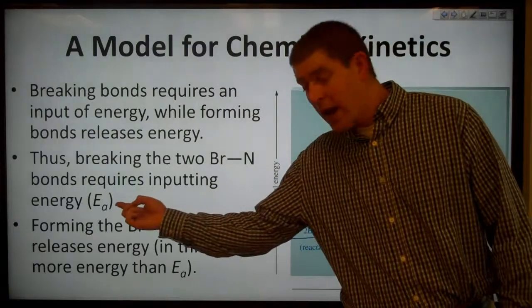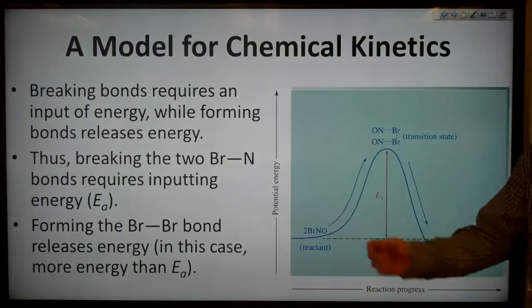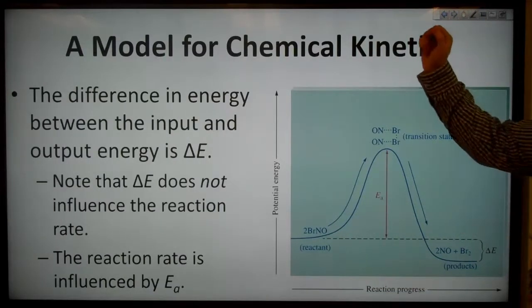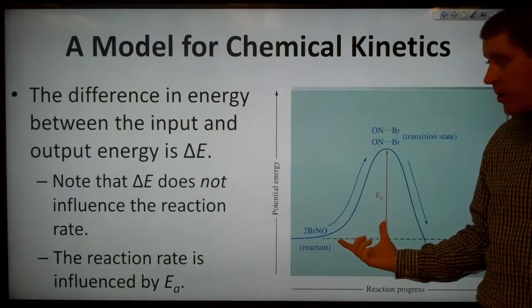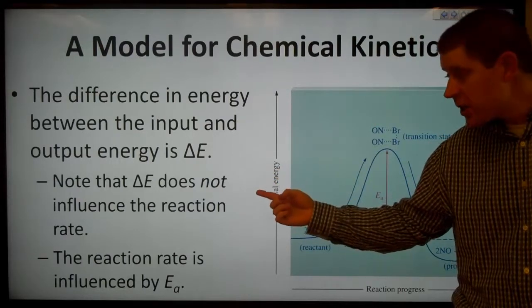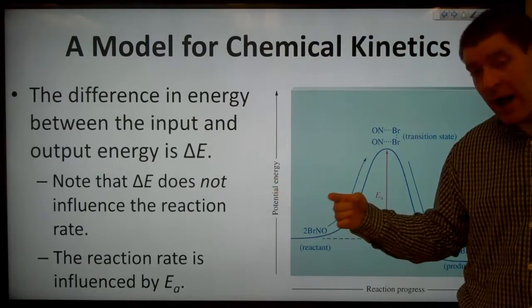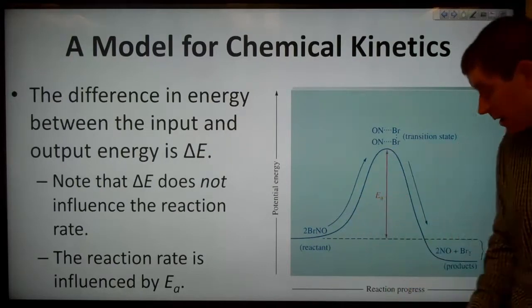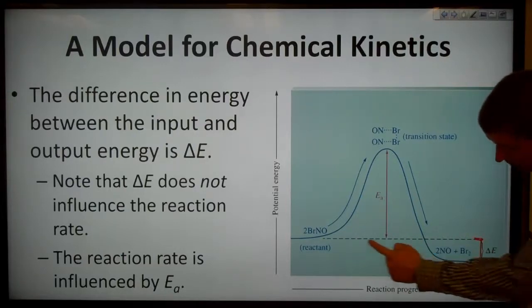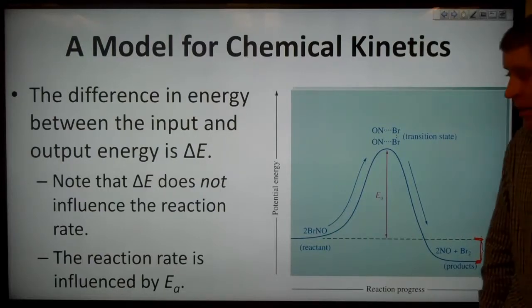That energy, again, is our activation energy. And then forming the bromine-bromine bond releases energy. In this case, it happens to be more than the activation energy, more energy than we had to put in. That difference between the input and output energy is delta E. Note here that delta E doesn't influence the reaction rate. It doesn't determine how fast the reaction occurs. Delta E is this distance here, from the reactants, that line over there, to the products. That change in energy does not determine the reaction rate.